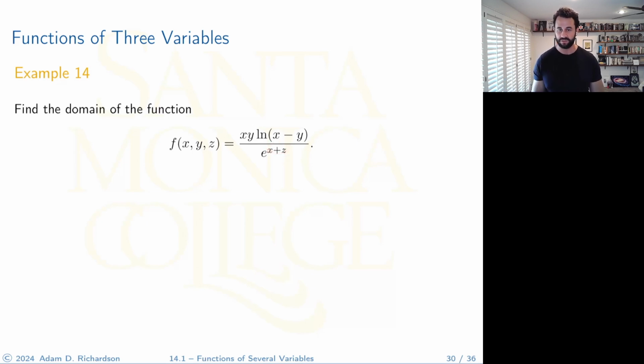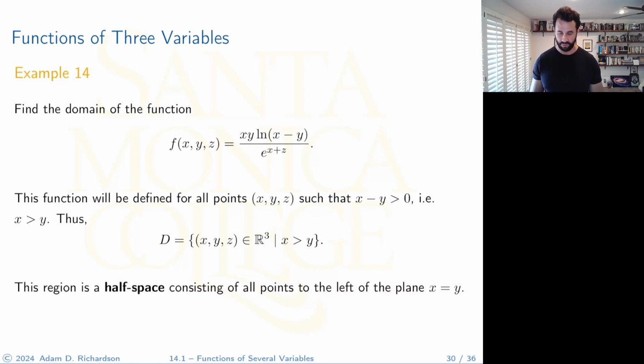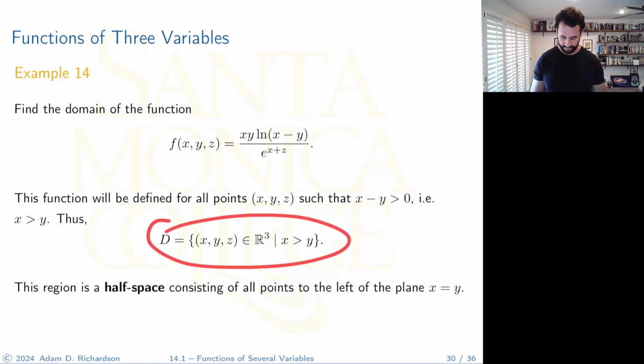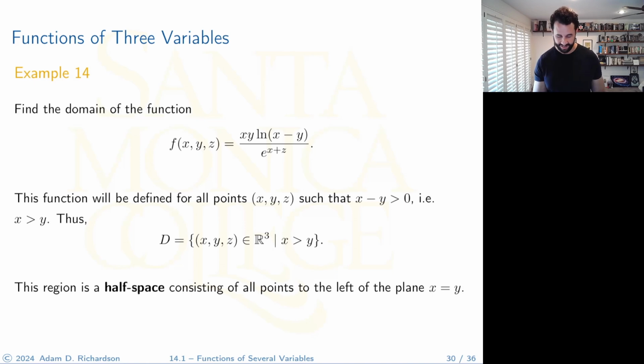The one thing we do have to worry about is the natural log function here because this relationship has to be greater than 0. So x minus y has to be greater than 0. So that means that y needs to be less than x, strictly less than x. So that's our domain. But again, remember, this is the set of all ordered triples in 3 space that satisfy this condition. All right, so it's a 3-dimensional domain.